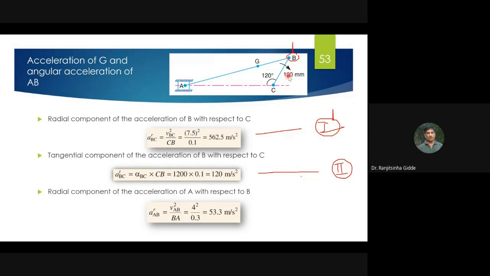So first you are going to calculate the magnitude of the acceleration, and then we are going to draw the acceleration diagram. Ajay, did you understand this? Ajay? Yes, sir. Okay. Up to second point, up to second equation completed.